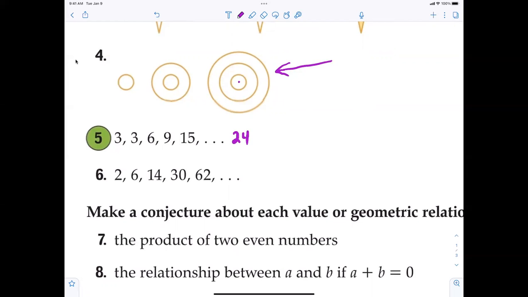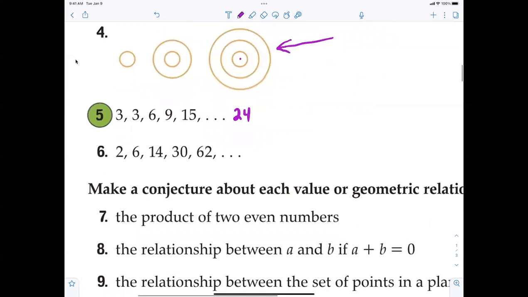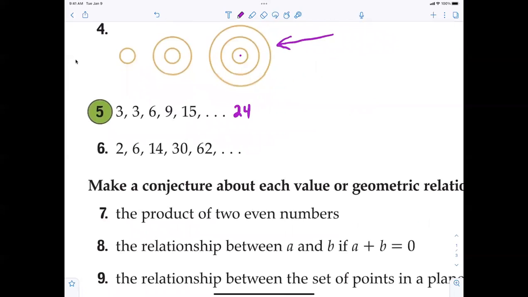Page 111. All right, that was good, by the way. Very good. Anybody have any questions? The next term is the sum of the 2 previous terms. Okay. Number 6.